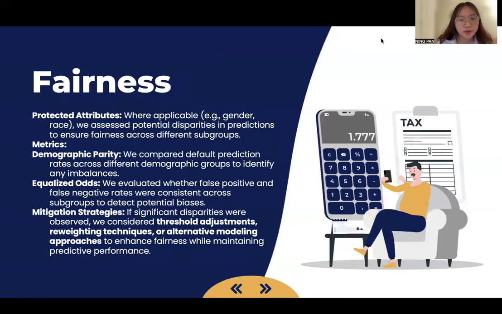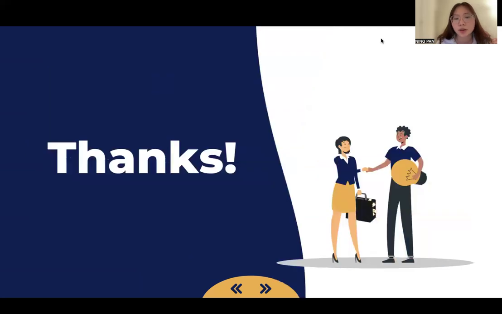Finally, we can evaluate fairness by examining protected attributes and assessing disparities in prediction. Demographic parity can compare default prediction rates across groups, while equalized odds checks for differences in false positives and false negatives. If significant bias is detected, adjustments such as reweighting or alternative model strategies can improve fairness while maintaining performance. And that's all of our content. Thank you.